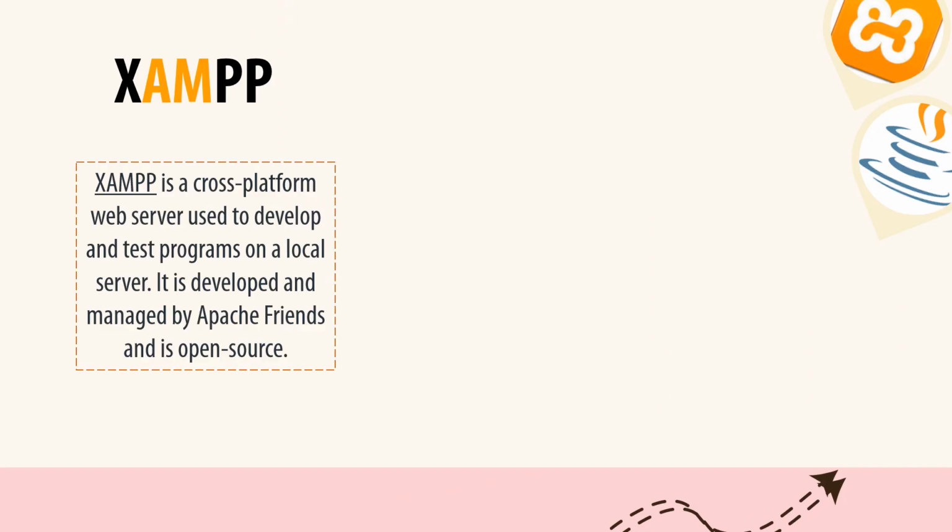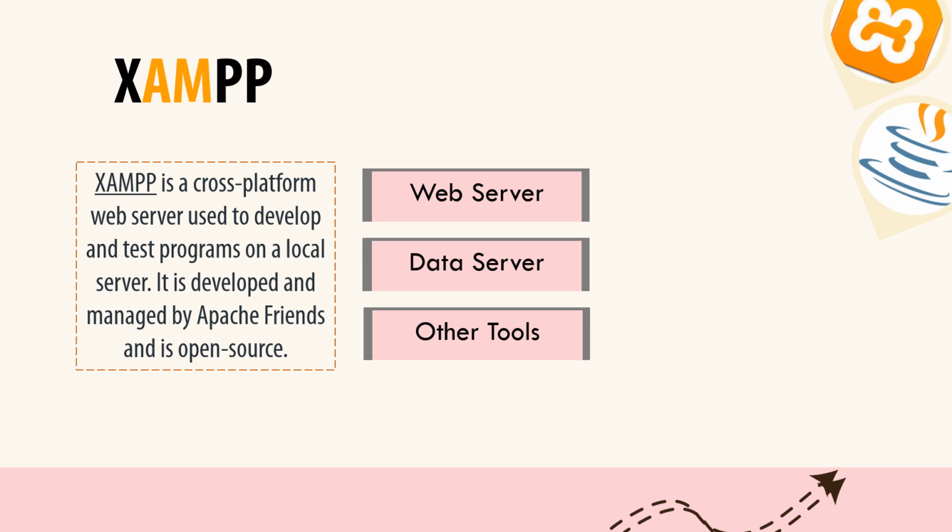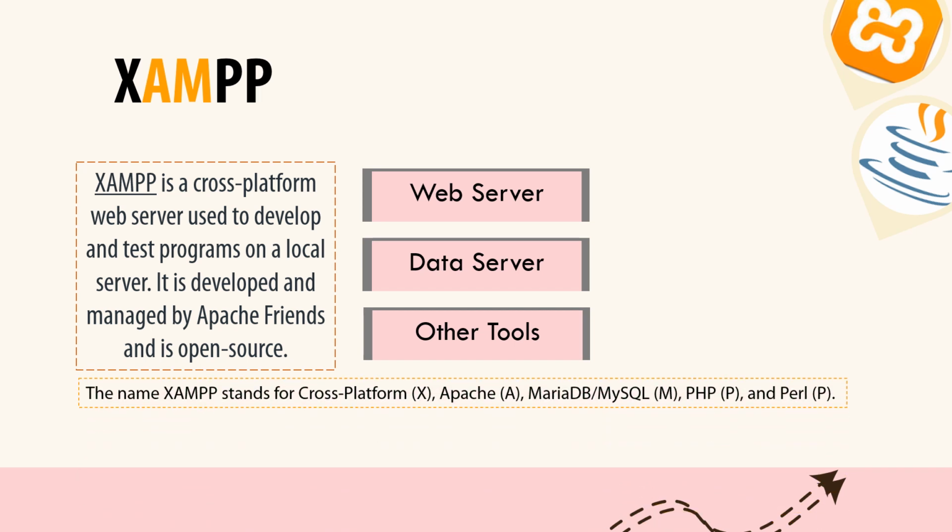So what is XAMPP? XAMPP is a free and open source cross-platform software package that provides a web server, database server, and other tools for building and testing web applications. The name XAMPP stands for X for cross-platform, A for Apache, M for MariaDB/MySQL, P for PHP, and P for Perl. XAMPP is designed to be easy to install and use, making it popular among developers who want to set up a local web development environment quickly.